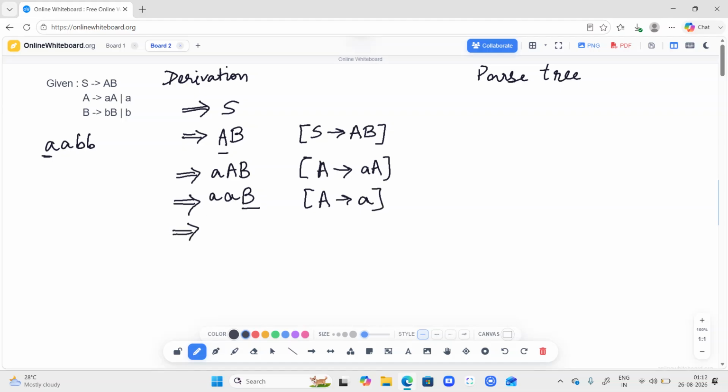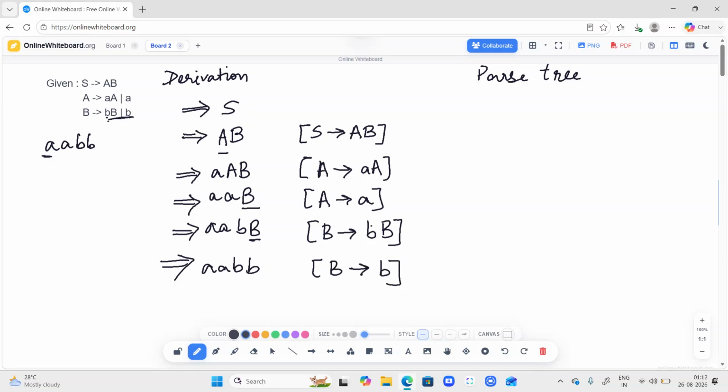This capital B, I can replace it with these two options. Because I want to generate two B's, I'll opt for the first one and not the second one, because the second one is going to give you only a single B. So AABB, I have used this production rule. Finally, I want a single B to generate the string. So AABB, using the production rule, B derives B. This is the derivation of the string.